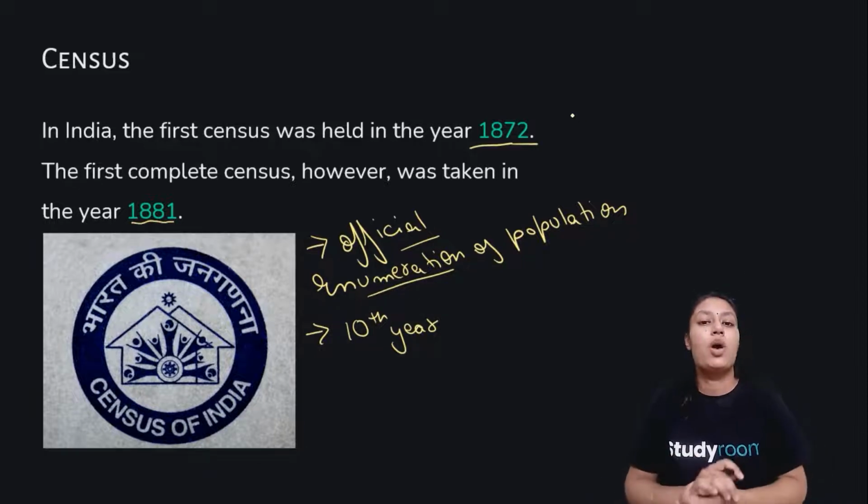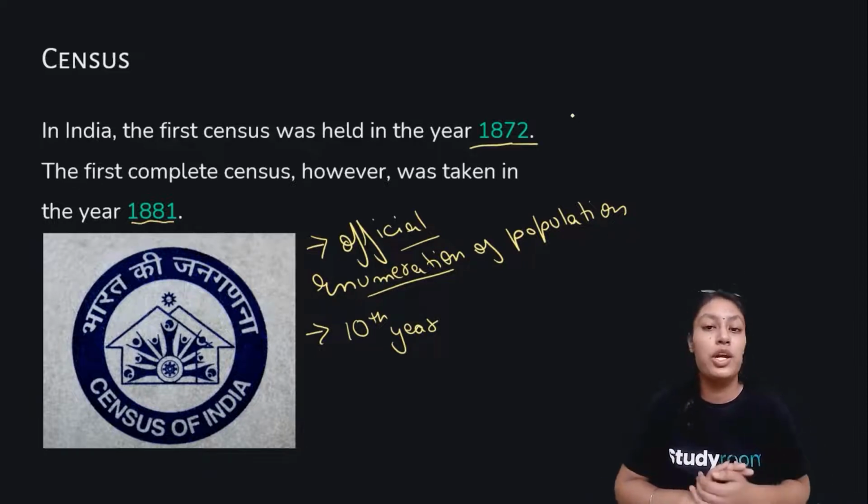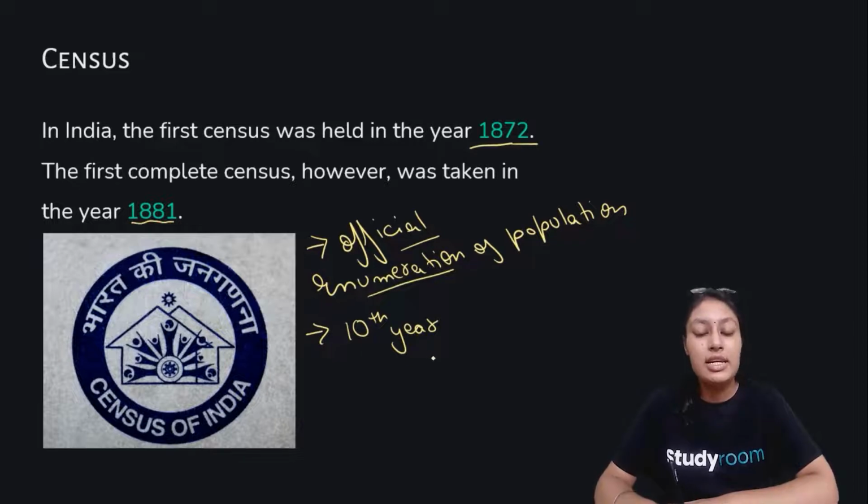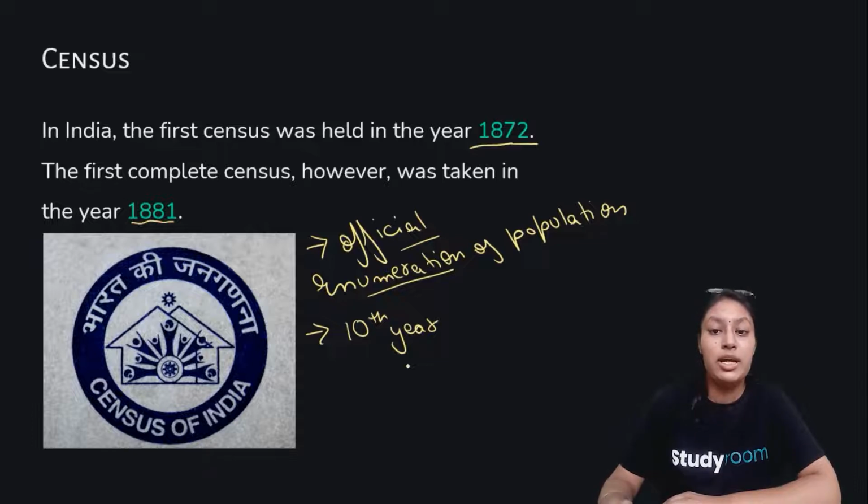So how do we count populations? How do we get to know how many people live in a particular area? Well, census happens after every 10th year, so it is a periodic process. After every 10 years, census works on enumerating population, enumerating data.